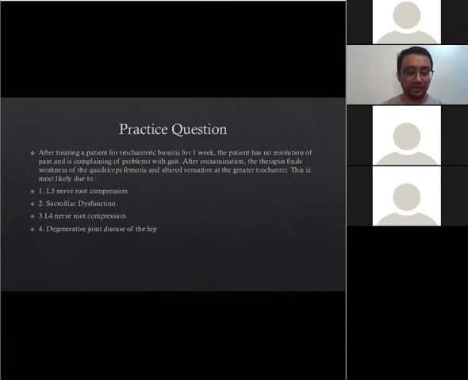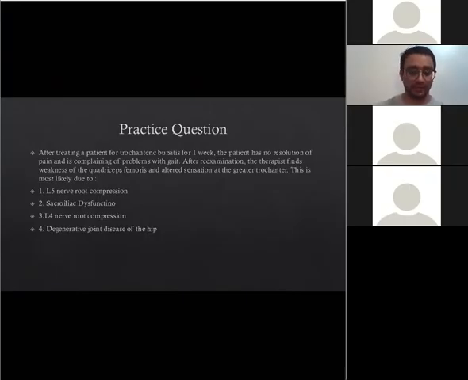So let's break it down. You guys are all over the place. Let's read the question and break it down. After treating a patient for trochanteric bursitis for 1 week, we thought it was a bursa, the patient has no resolution of the pain and is complaining of problems with gait. He has no resolution and he is still complaining of the pain.